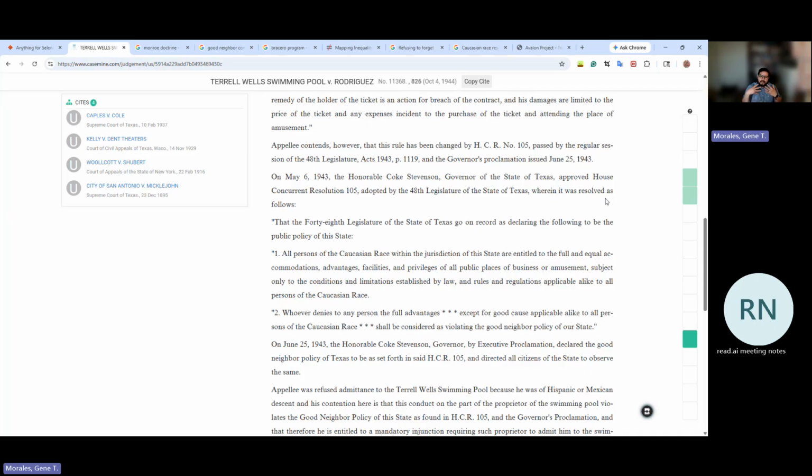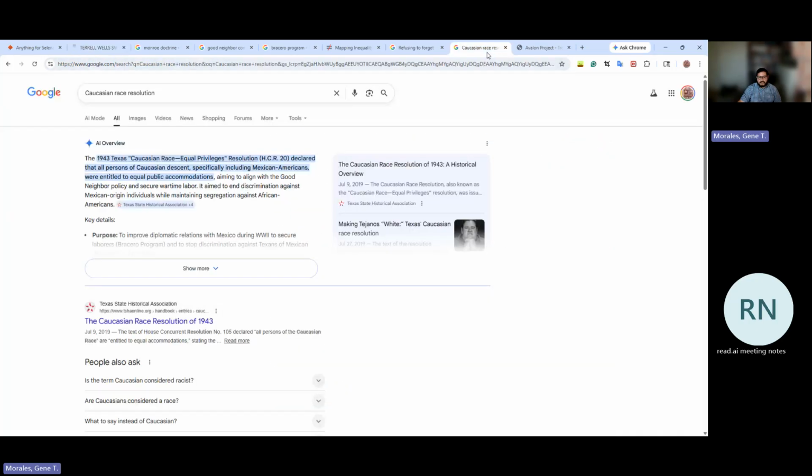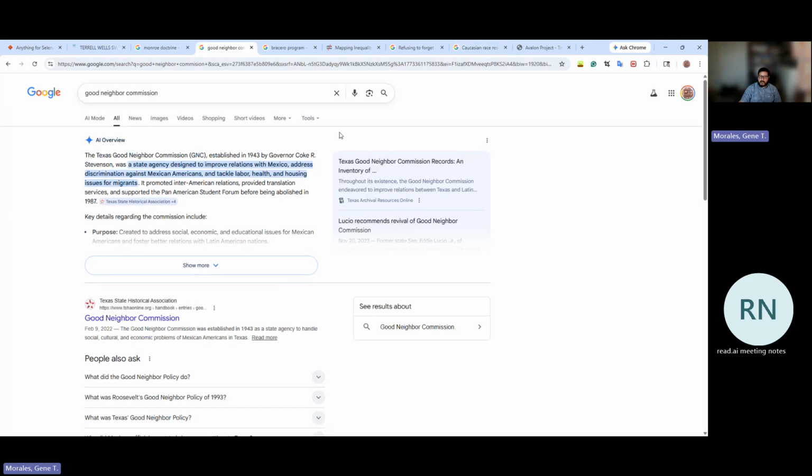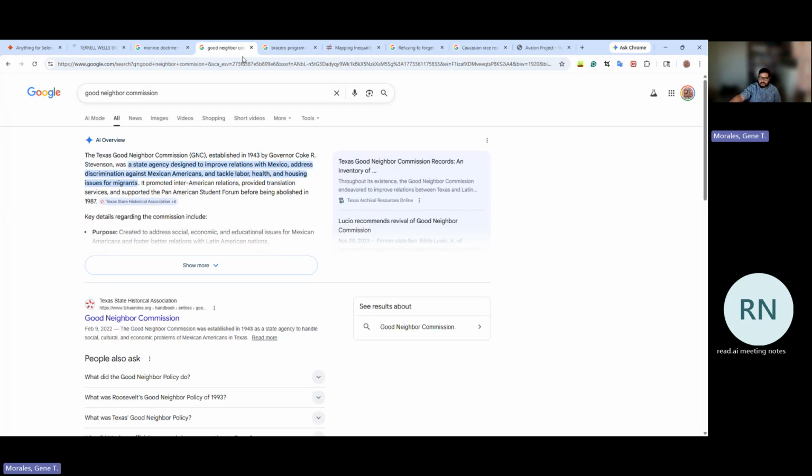And so when we look at this type of court case, we have to realize that this brings up a broader spectrum of different things that are happening. Because of the Caucasian Race Act or resolution, we start seeing that Mexico is going to allow braceros to enter Texas. However, Texas also is going to monitor this with the Good Neighbor Commission as well. So when we look at the dates, this is happening in 1943, the same time the Good Neighbor Commission is happening, both being instilled by the same governor.